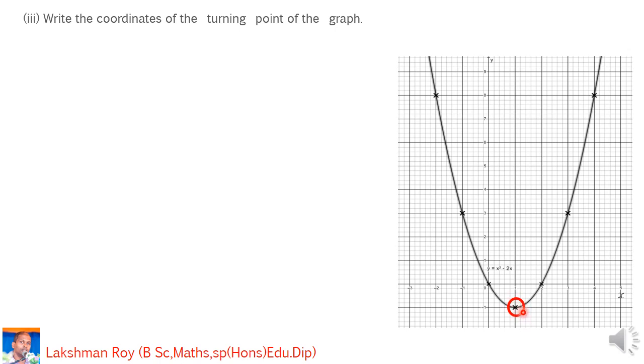Now you can read the x coordinate and y coordinate. To take the x coordinate, you go on to the x-axis, and you can read it as 1. Use a bracket, then a comma. To take the y coordinate, go on to the y-axis, and you can see it is -1. So that is the coordinate of the turning point.